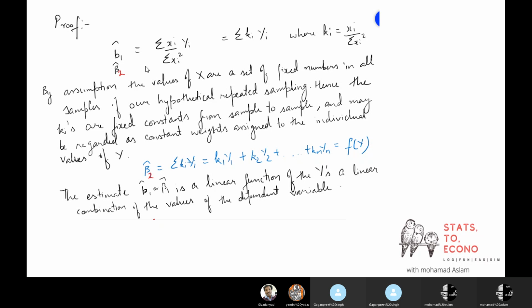Now, as I already told you, these properties will only be fulfilled or proved when the OLS assumptions are fulfilled. So one way or the other, all these properties depend upon these assumptions. In this particular case, we are going to use the assumption where we say that x are a set of fixed numbers in samples, meaning x is fixed in repeated sampling. That assumption we did last time.